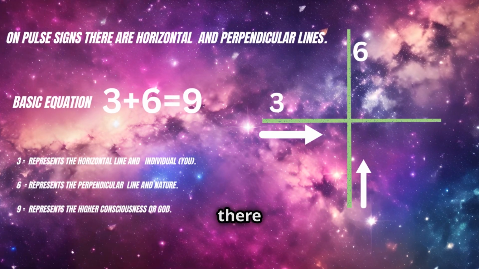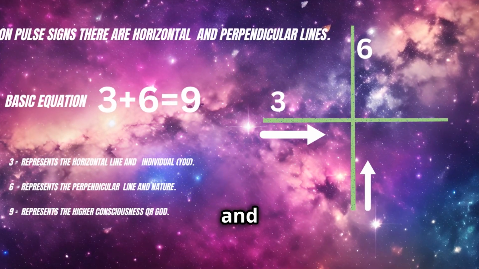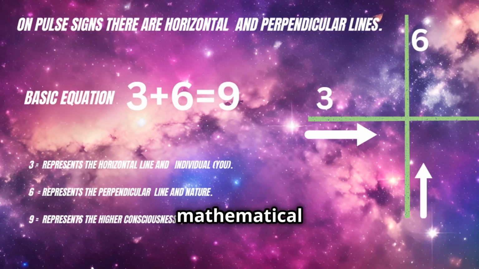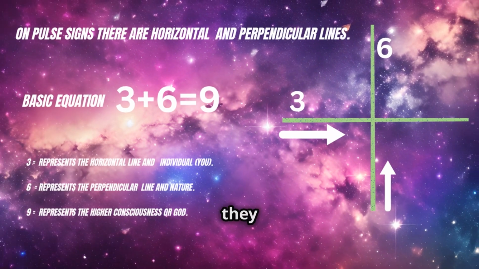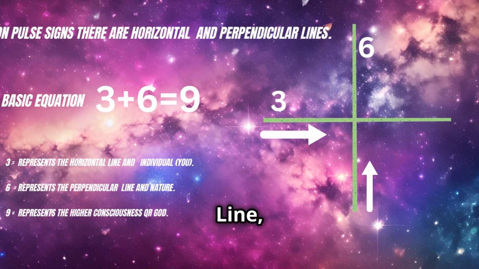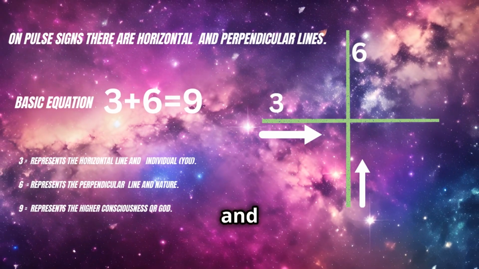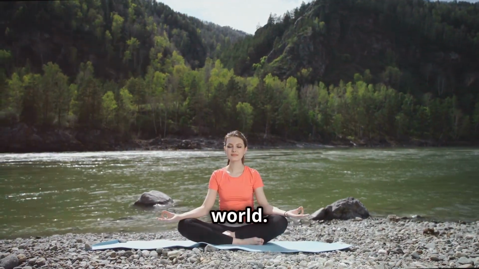On plus signs, there are horizontal and perpendicular lines. The horizontal and perpendicular lines are mathematical symbols. From a mathematical perspective, when we consider horizontal and perpendicular lines, they act as symbols of different aspects of yoga practice. Horizontal line, individual, 3. This line symbolizes your physical and mental state and ego. It guides your relationship with the world.